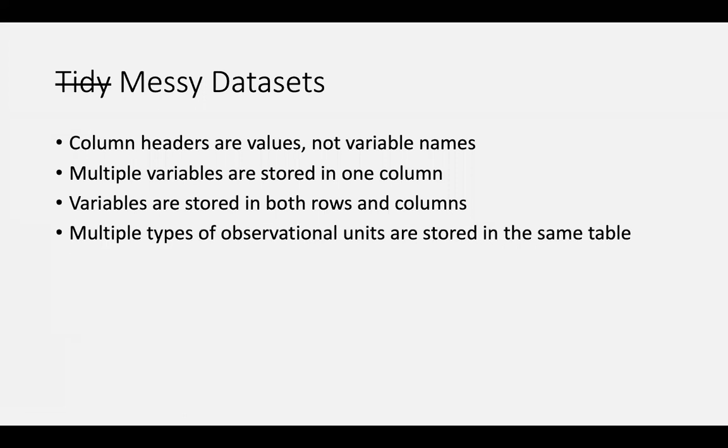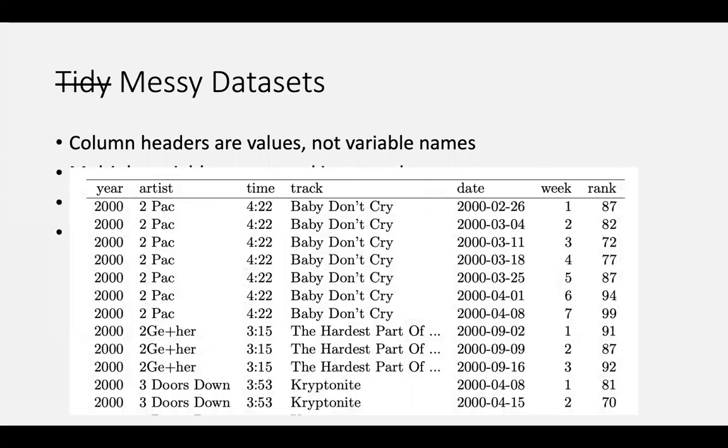Okay. Multiple types of observational units are stored in the same table. So here's an example of really two tables that are jammed into one, where we have the year, and if we focus our attention over here, this is really the date and the track and the artist and the week that it's been on, like whatever this is, top 40 charts or whatever, and then the rank for that.